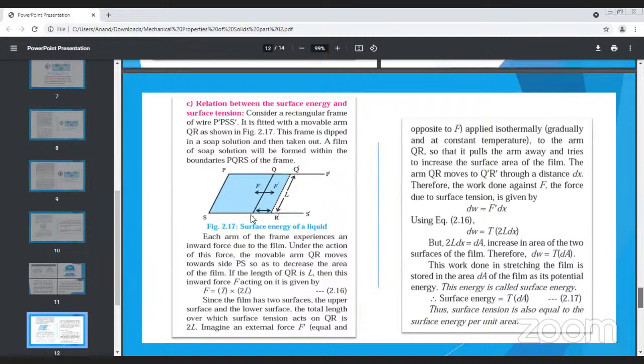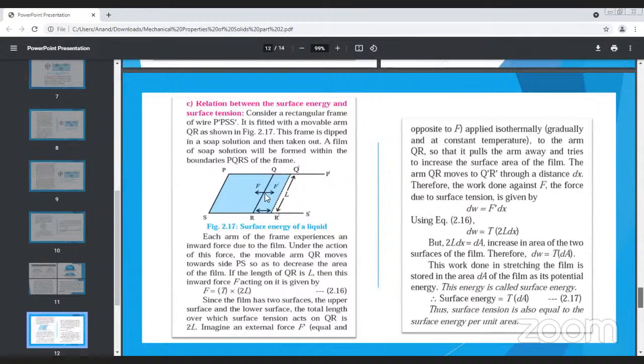इथे एक आपण फिट केलेले आहे QR मध्ये. This frame is dipped into the soap solution. Soap solution मध्ये आपण याला dip केले, then taken out. बाहेर काढल्यानंतर a film of soap solution will be formed within the boundaries of PQRS. मग काय होते, हा PQRS ही एक फ्रेम आहे, एक वायर आहे, ती आपण सोप सोल्युशन मध्ये डीप केल्यानंतर एक परत एक फिल्म सोप सोल्युशन तयार होते, that is Q dash and R dash, P dash and S dash. This one is the boundaries of the PQRS form.